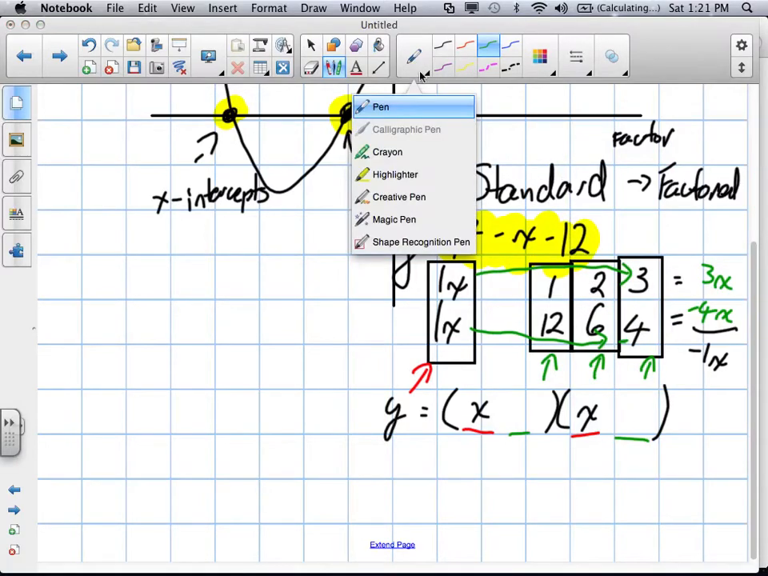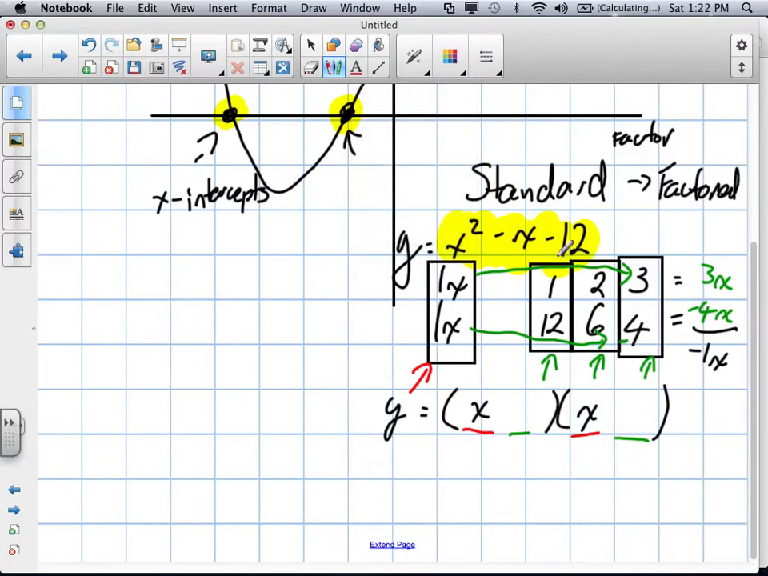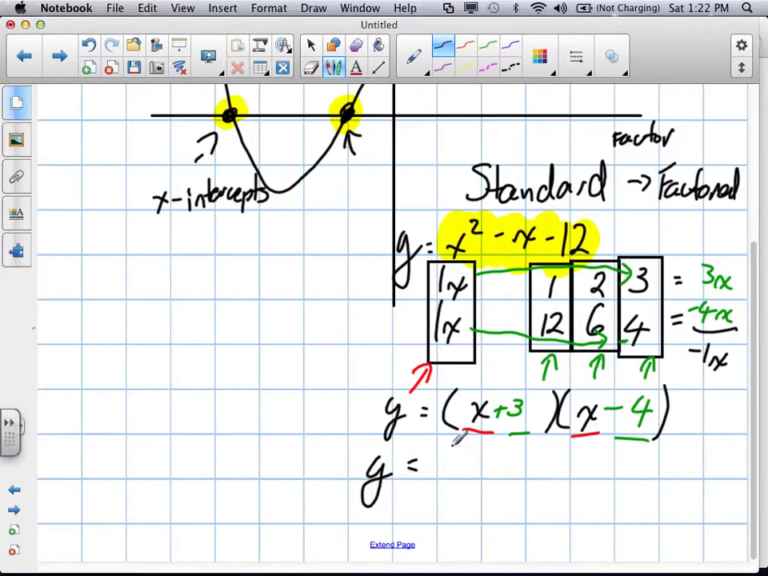And let's double check, is negative 4 times 3 negative 12? Yeah, so we know that works, that multiplication works. So we take that 4, and it's actually a negative 4. We put negative 4 in the bracket and positive 3 in the bracket. So our answer is y equals x plus 3, x minus 4.